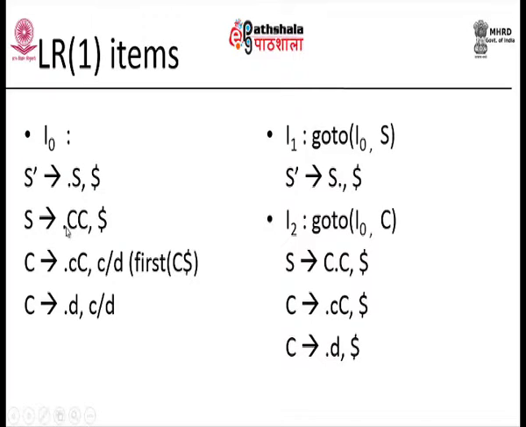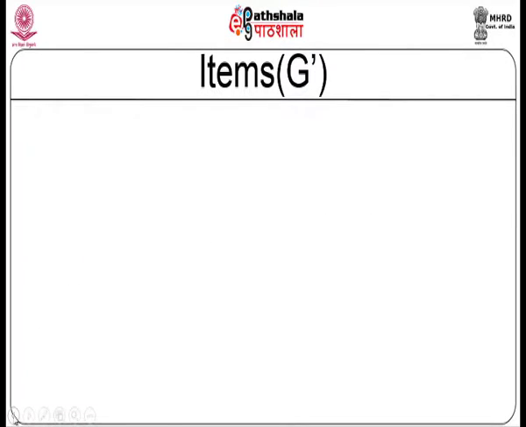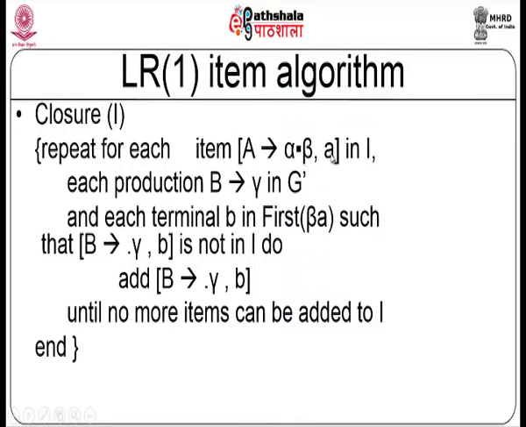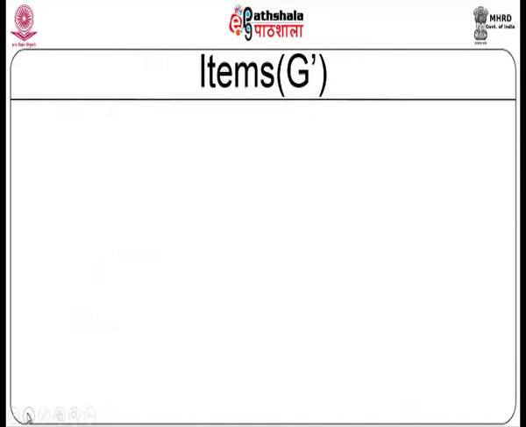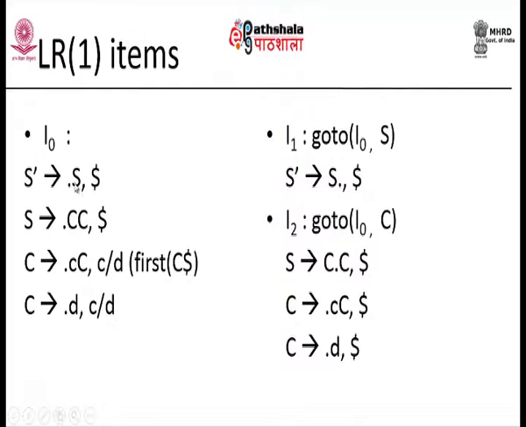Okay. See, alpha dot beta. So, if you look at the algorithm here, the algorithm will have alpha x dot beta, okay, and I have to look at first of beta A. So, after the dot, whatever symbol is available, I have to look at first of beta A. So, if you look at that as your situation, this is going to be your condition where I will be adding first of S dollar, okay, sorry, alpha dot B beta. So, beta will be after this basically. So, this is your capital B. So, S is your capital B and this is your beta is epsilon here and this is your A. So, first of dollar will be only dollar. So, I have to add dot CC.